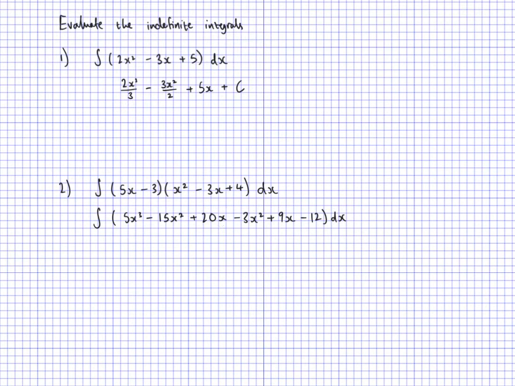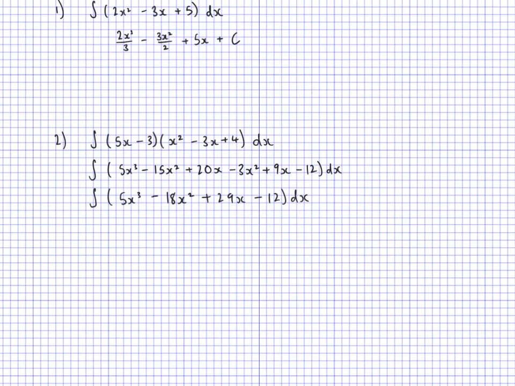Now I can evaluate this integral, but it's easier if I simplify some of these. So this integral is 5x cubed, take away 18x squared, plus 29x, and take away 12, with respect to x. So I'm integrating this with respect to x. That's what the dx is there for.